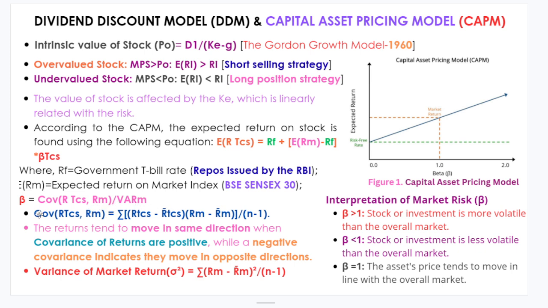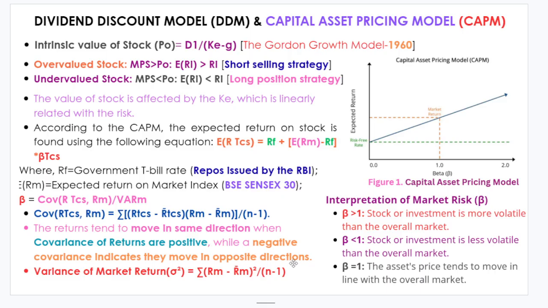variance of the market. Now covariance you could find by using this equation, like you might have studied in statistics too: sum of (RTCS minus R bar TCS, the average return) times (RM, the market return, minus average market return), divided by n minus 1. Now remember, when your covariance is positive, what does it mean? It shows that the returns tend to move in the same direction. That means the return of TCS and the BSE Sensex return will move in the same direction, while if it is negative, they move in the opposite direction.